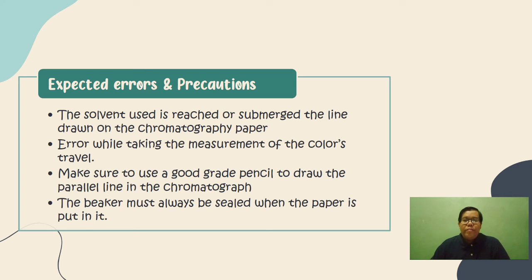The next experimental error that we found is an error while taking the measurement of the color's travel. This error happened because there was an invisible mark on the paper that made us confused, or our eyes were not straight with the reading scale, which led to error in measurement. To prevent this error, we need to be more accurate in measuring the dye's travel and make sure there is no systematic error in the measuring equipment.